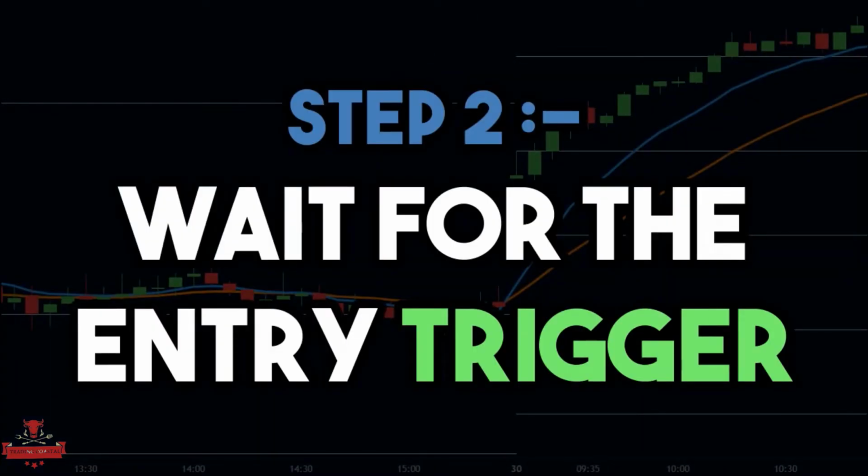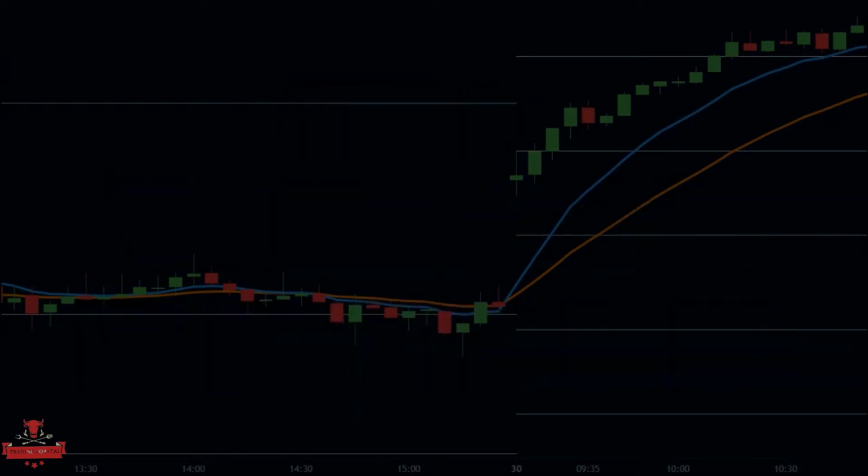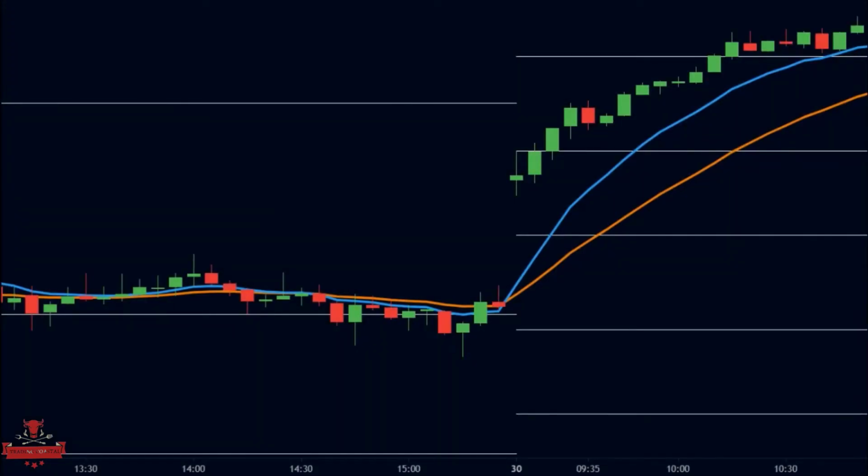The second step of the strategy is to wait for the entry trigger. Now that we have formed an upside bias, we want an entry trigger to enter the trade. Our entry trigger for this strategy will occur when the price breaks out of a pivot point. It doesn't matter whether it's the central pivot, resistance, or any of the support levels. We will treat each pivot level as equal. In this chart the price breaks above this pivot level, and this becomes our entry trigger. We will place a buy order above the high of this candle.